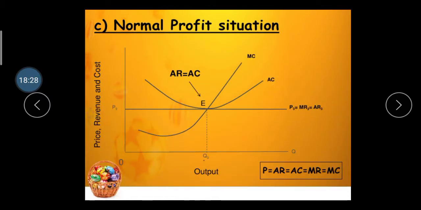Then after, normal profit. What is the meaning of normal profit? Whenever your marginal revenue or average revenue is equal to your average cost, right? So here you see the average revenue is equal to the average cost. These curves are the marginal cost curve, average cost, and the marginal revenue. So here E indicates that the average revenue is equal to the average cost, meaning your income is equal to your cost. So it's considered as the normal profit situation.